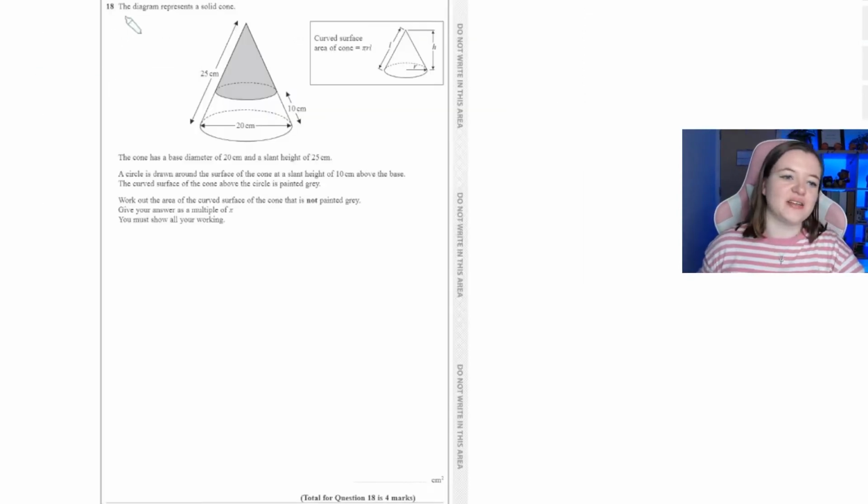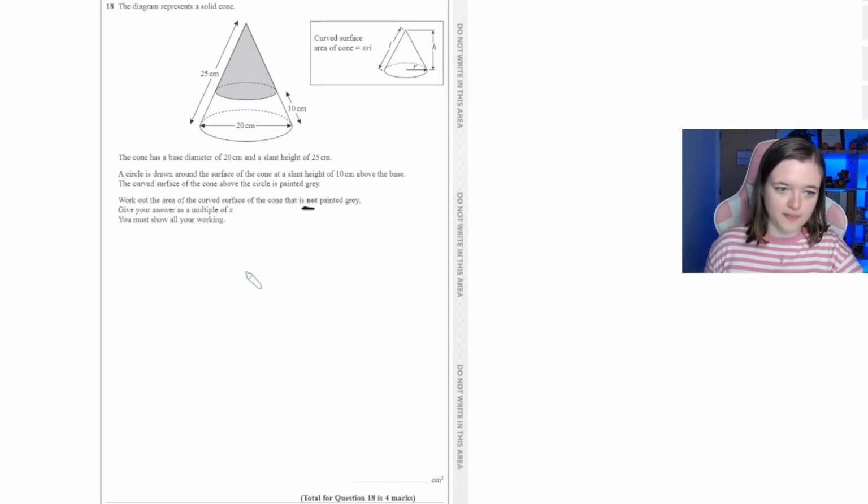Question 18. The diagram presents a solid cone. The cone has a base diameter of 20 centimeters and a slant height of 25 centimeters. A circle is drawn around the surface of the cone at a slant height of 10 centimeters above the base. The curved surface area of the cone above the circle is painted grey. So many words. Work out the area of the curved surface of the cone that is not painted grey. Give your answer as a multiple of pi. You must show your working.